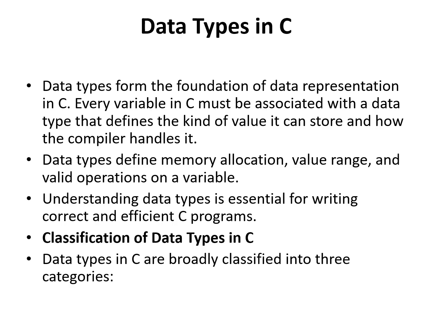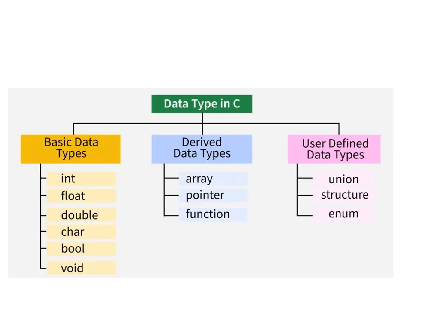The classification of data types in C: data types are broadly classified into three types. The first is basic data types, the second is derived data types, and the third is user defined data types. First we discuss basic data types.